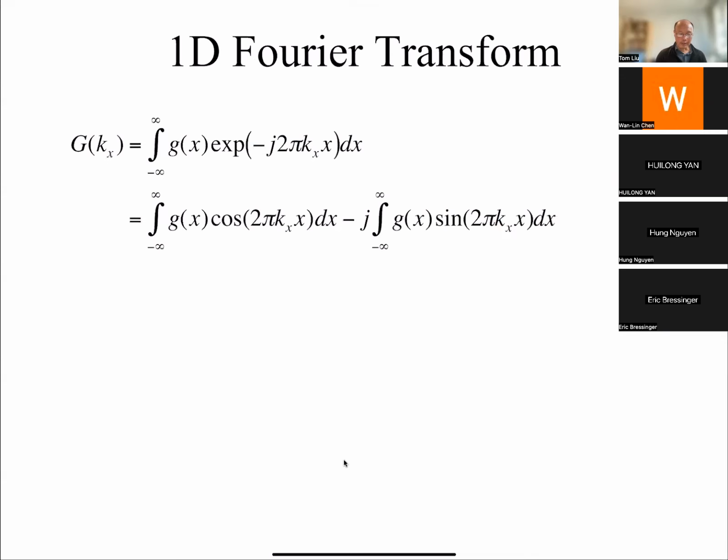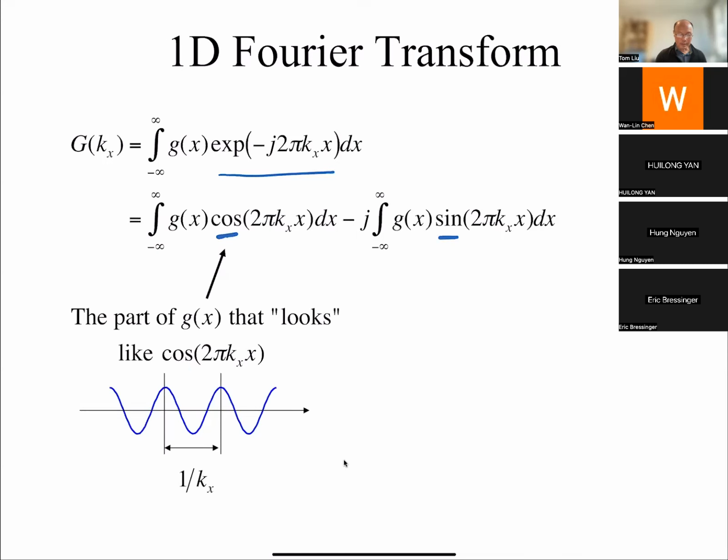So with that, we can expand the complex exponential out into an integral that involves cosine and an integral that involves sine. Essentially, we're taking our function and multiplying it with the cosine function, and then integrating it. This is a form of what's called an inner product, which you may have heard of either in physics or linear algebra.